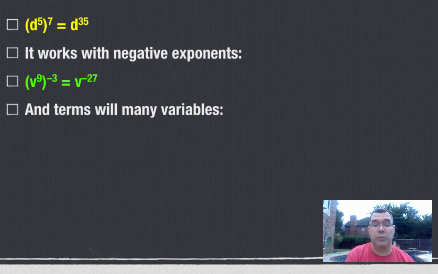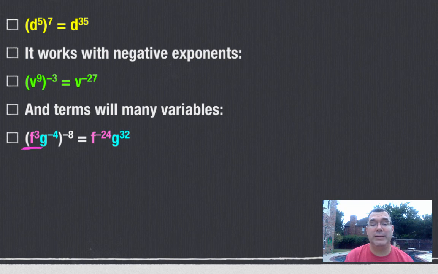It works with terms with many variables, but just remember to work only one variable at a time. So f to the 3 times g to the negative 4, all raised to the negative 8. I'm going to multiply each of those exponents separately by that negative 8 that's outside. So the 3 times negative 8 is going to be negative 24. So I have f to the negative 24. By the g, I have an exponent of negative 4, and if I multiply that exponent by negative 8, I get positive 32, so g will be raised to the positive 32.